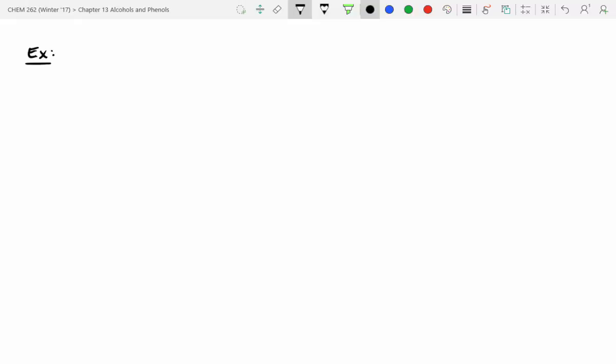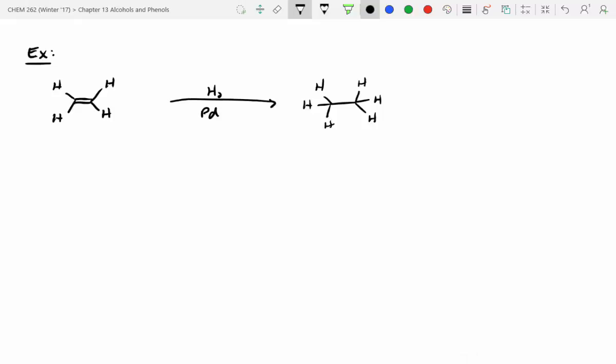Okay, so for this example, I'm going to say, all right, we're going from an alkene to an alkane. I want you to determine the oxidation number for each carbon and determine whether or not this reaction is an oxidation reaction or a reduction reaction and how many electrons were transferred in this process. But before we do that, what reagent do we need? H2, or just H2. H2 and like palladium, platinum, something like that.